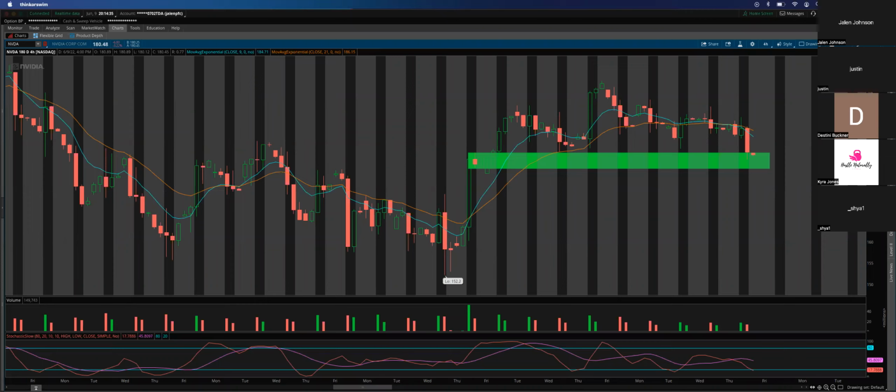What about SPY on the daily from 5768? Okay, let's go look at SPY again. SPY is going to be one of those stocks that actually respects these supply and demand zones.